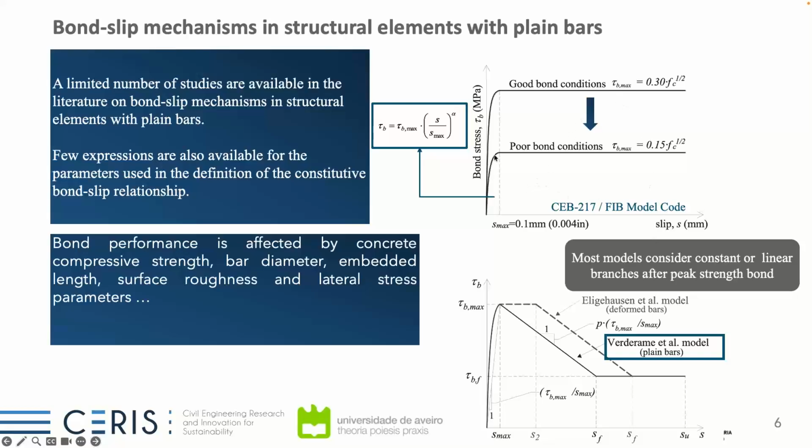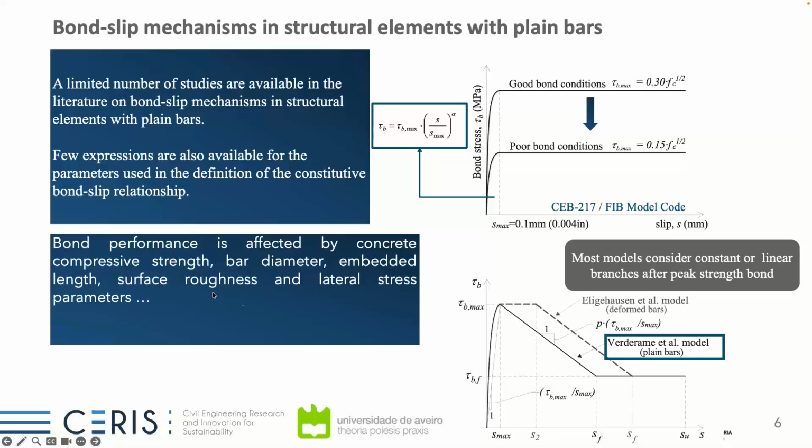We know that most of the models consider here after peak a constant, or even some increase of the bond stress after reaching the maximum slip. But looking at some of the experiments, some authors like Eligehausen in the past, even for deformed bars, and later Verderame et al. for plain bars, considered it was important to have a softening after the peak. So with a plateau, like the first proposal from Eligehausen, and later on from Verderame, where for plain bars, he understood that this peak was not really observed in the experimental tests, and he proposed here a softening behavior right after the peak.